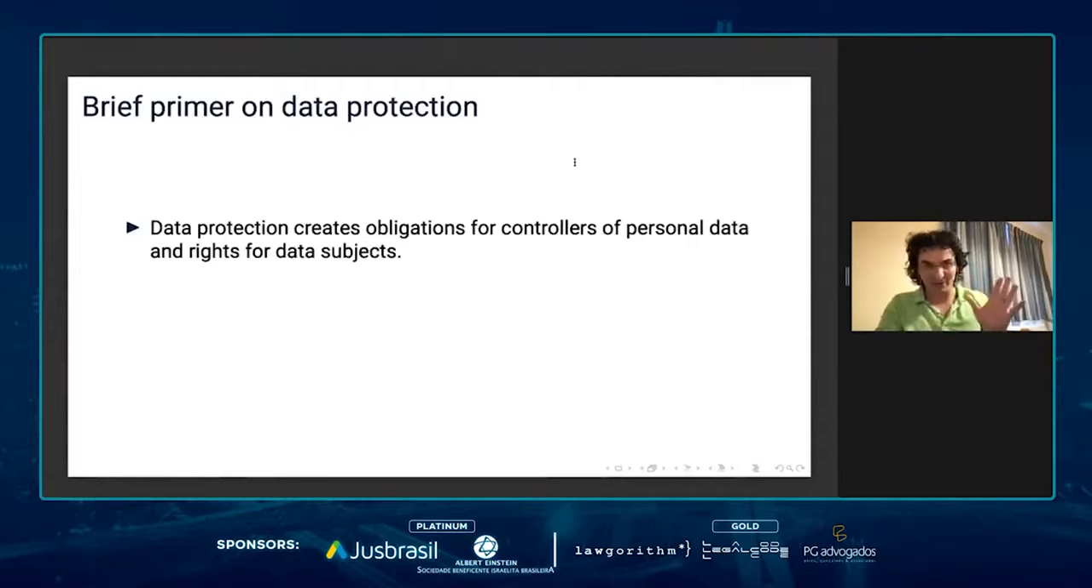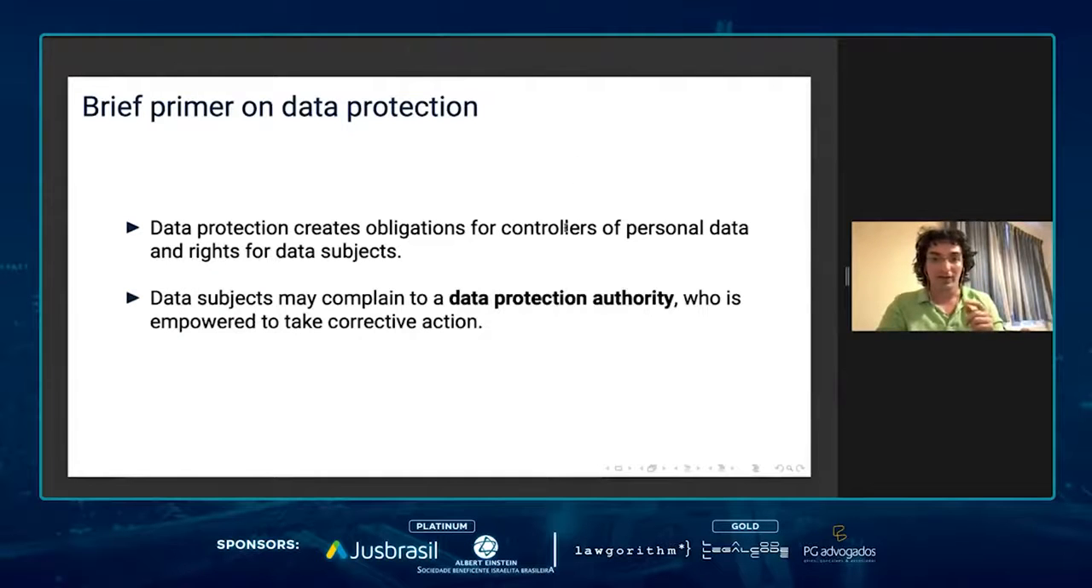In two sentences, data protection creates obligations for the controllers of the data, and it creates rights for the data subjects. So if you hold data, you have certain things you must do. If it is your data that is being held, you have rights against it. And often, in probably the most widespread model, which we'll call the European model, data subjects can complain to an external authority, which is empowered to take corrective action, including perhaps even penalties. And this is what we're going to be looking at.